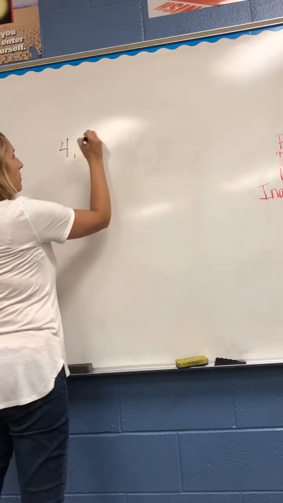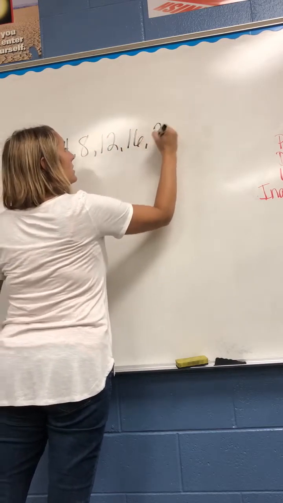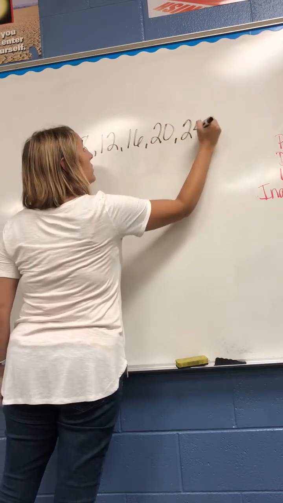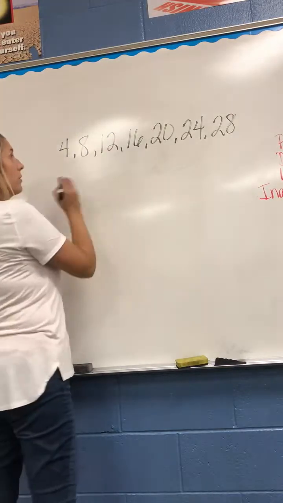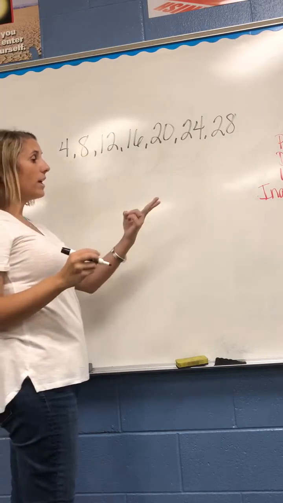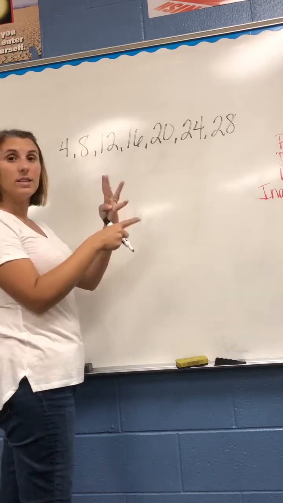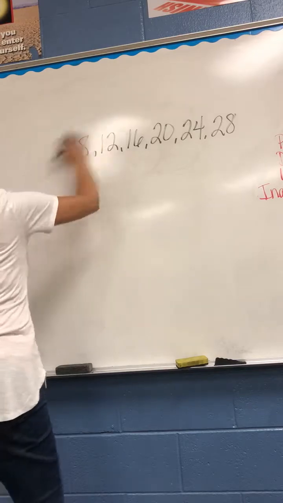If I were to skip count my 4s, go 4, 8, 12, 16, 20, 24, 28, and I could keep going, okay? But if I want to know the 4th multiple, okay, I could skip count through 4, 8, 12, 16. Okay, that's my answer there. 4 times 4 is 16.